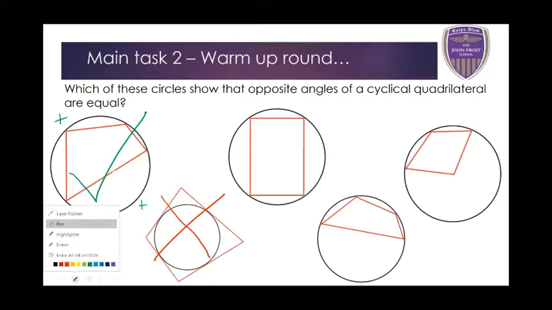Okay, the next one, I've got a cyclical quadrilateral where each of its four points are touching the edge of the circle, and it just happens to be a rectangle, and that's fine by me.